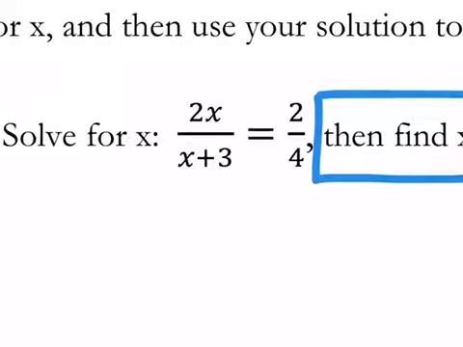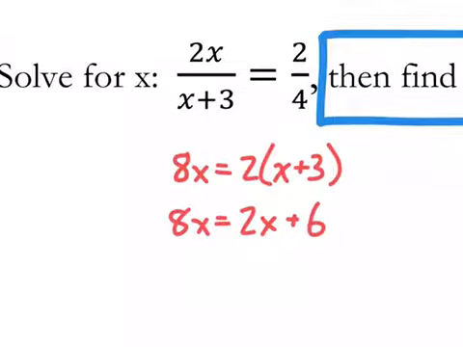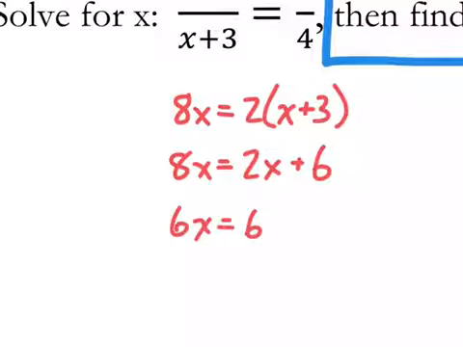So if I cross multiply, I'm going to do 4 times 2x is going to give me 8x, 2 times the quantity x plus 3 for here, and then I'm going to get 8x is equal to 2x plus 6. Subtract 2x from both sides, I get 6x is equal to 6. And x is equal to 1 here. So that gives me my x value.